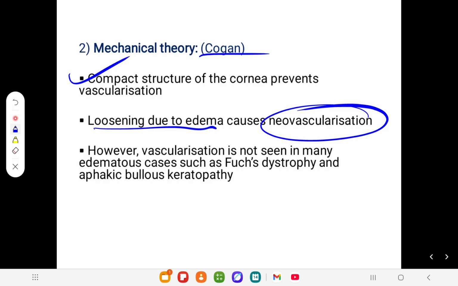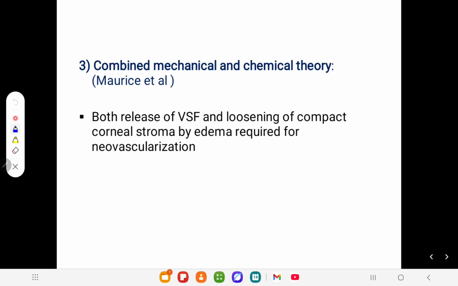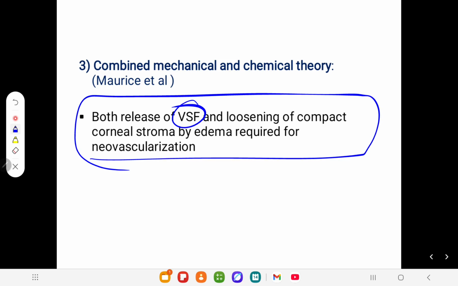However, vascularization is not seen in many edematous cases such as Fuchs dystrophy and aphakic bullous keratopathy. That's another thing, that if there is edema, there must be vascularization. That's not the point. Yes. Okay. So the combined mechanical and chemical theory by Morris: both the release of vasostimulating factor and the loosening of compact corneal stroma by edema are required for the new vasculature, and that's quite a logical theory, isn't it?